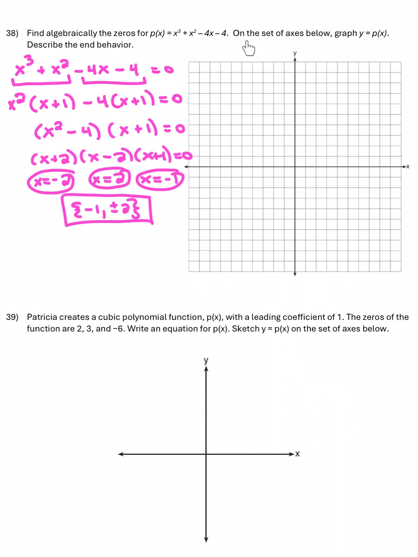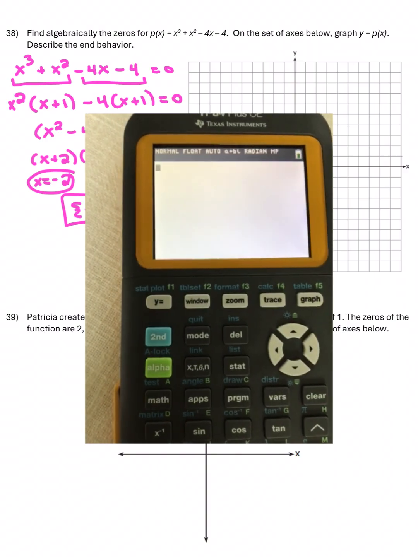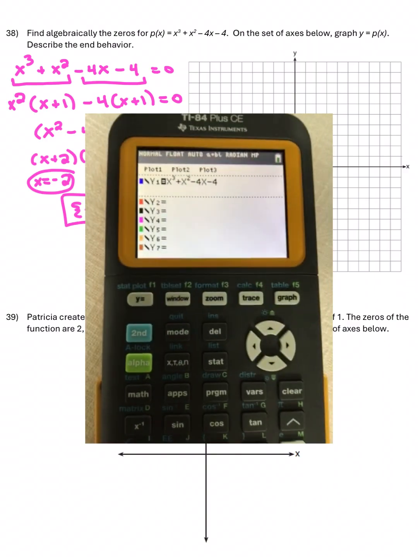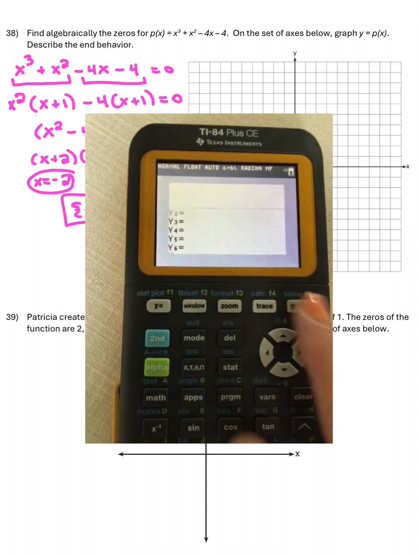Now it says on the set of axes below, graph y equals p of x. So this is where we're going to get into actually graphing the functions. All right, so what I'd like you to do is, if everyone can take out their calculator and go to y equals, and under y1, I'd like you to type this in. So go to y equals, right over here. I actually typed mine in already. And you can graph and look at the graph if you want.